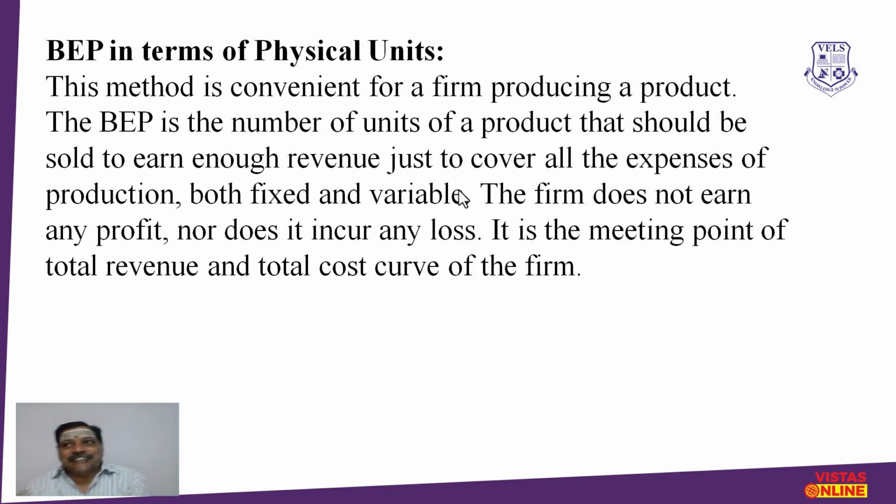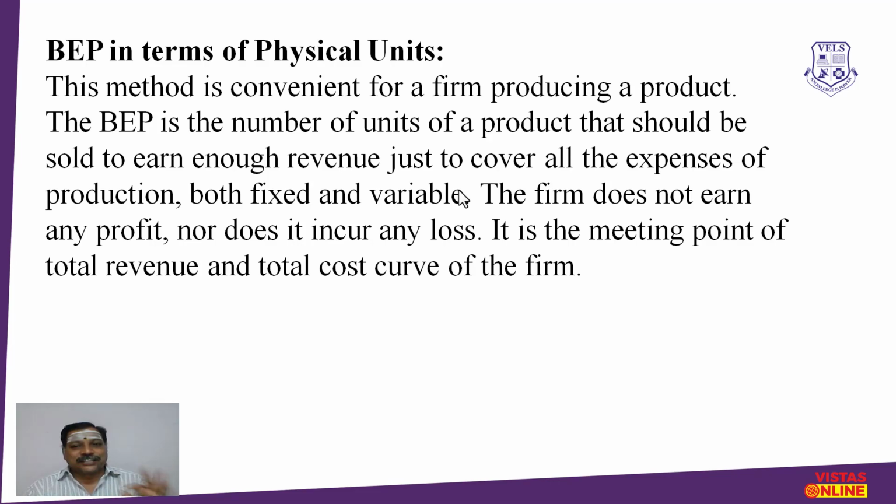So first we will start with the physical unit. This method is convenient for a firm producing a physical product. The BEP is the number of units of product that should be sold to earn enough revenue just to cover all the expenses incurred in production, both the fixed expenses as well as the variable expenses. The firm does not earn any profit nor does it incur any loss. It is the meeting point of the total revenue and the total cost curve of the firm.